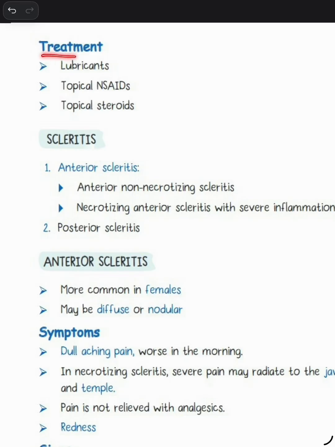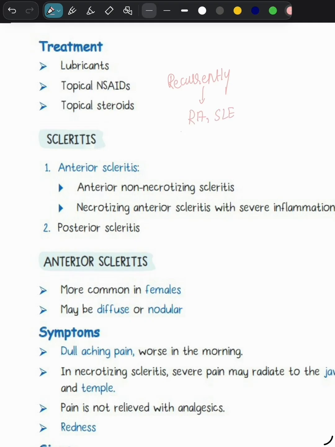How do we treat it? The treatment is generally symptomatic relief. We give lubricants to decrease the irritation and redness, and if that is not working, then we can use topical NSAIDs. And if a severe form is present, then we can use topical steroids. But if it is occurring frequently, then we should keep in mind the collagen vascular disorders, RA and SLE, and we should suspect these two diseases in the patient if there are recurrent bouts of episcleritis.